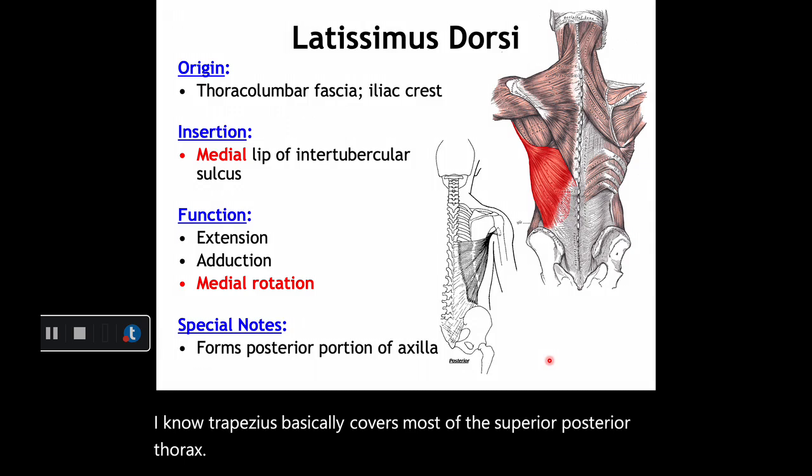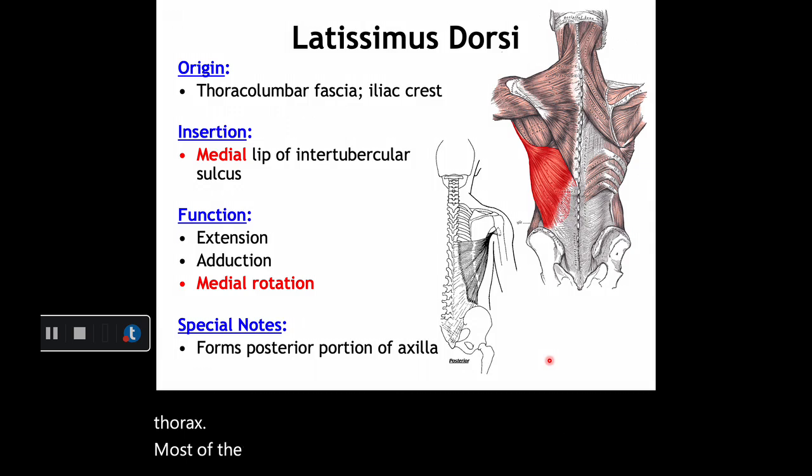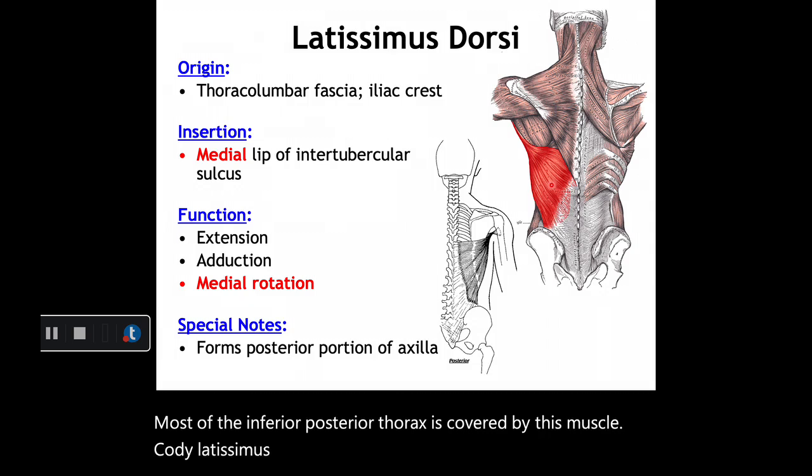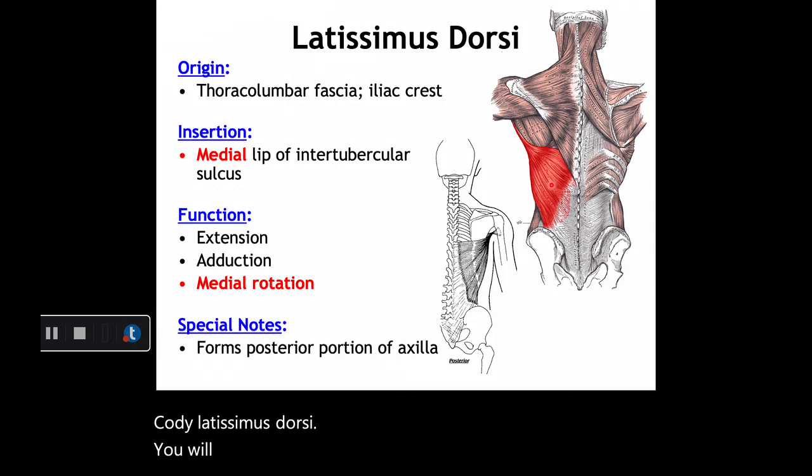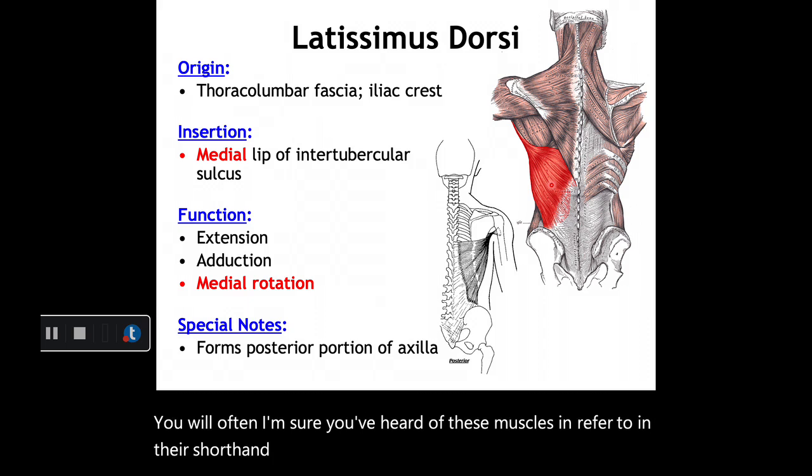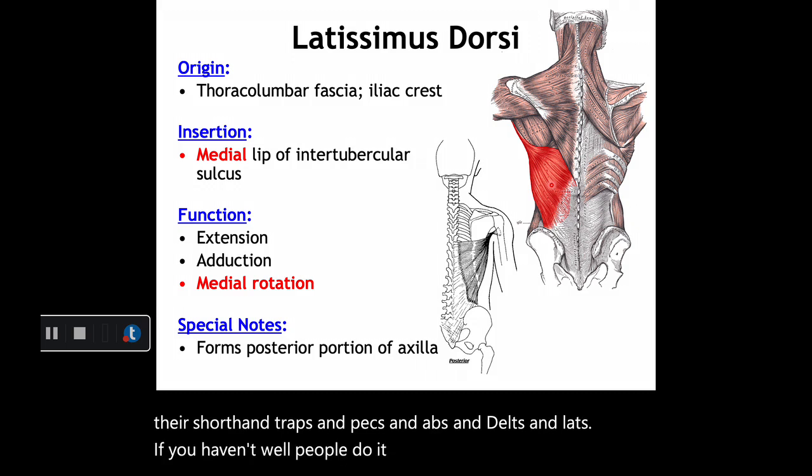Most of the inferior posterior thorax is covered by this muscle, called the latissimus dorsi. I'm sure you've heard of these muscles referred to in their shorthand, like traps and pecs and abs and delts and lats. If you haven't, well, people do it. But latissimus dorsi is the proper term for the lats.